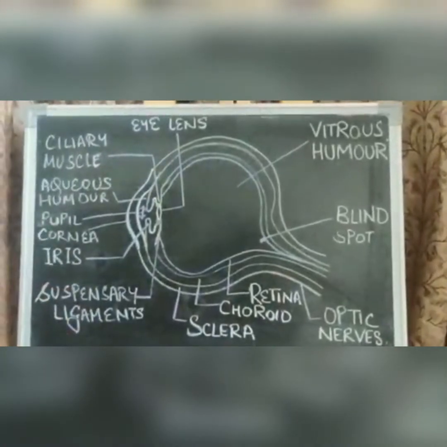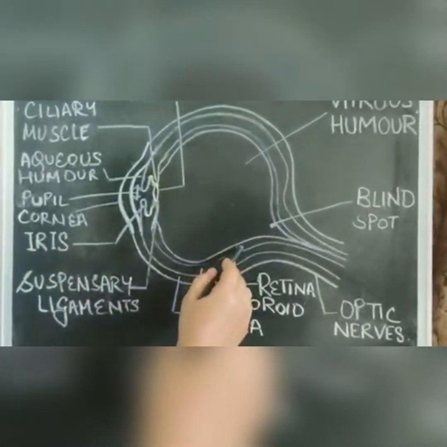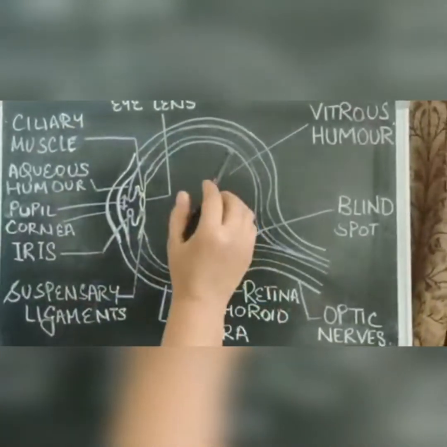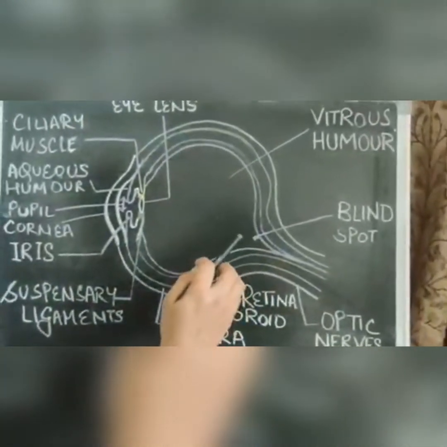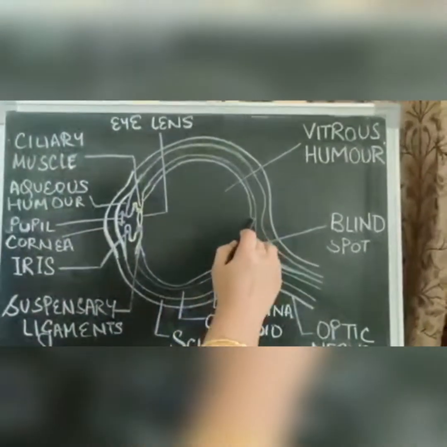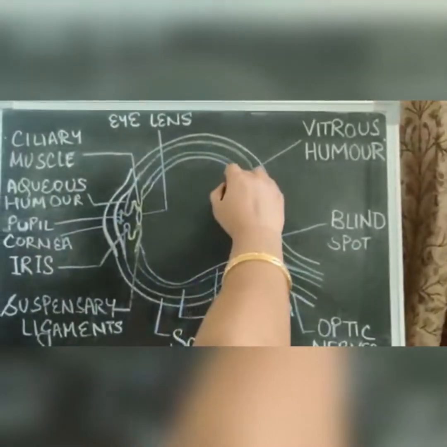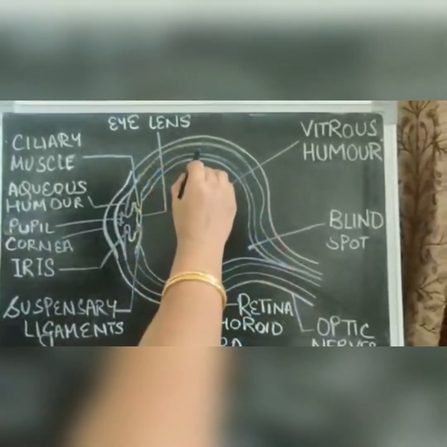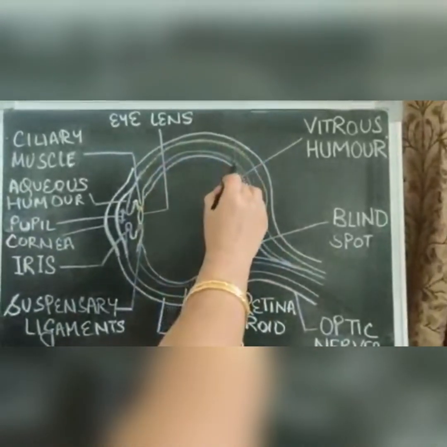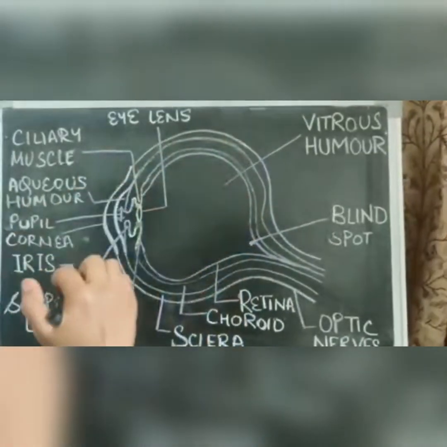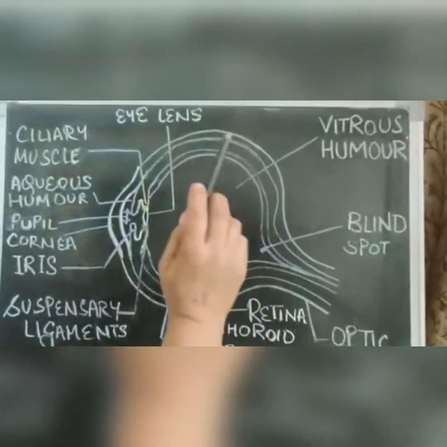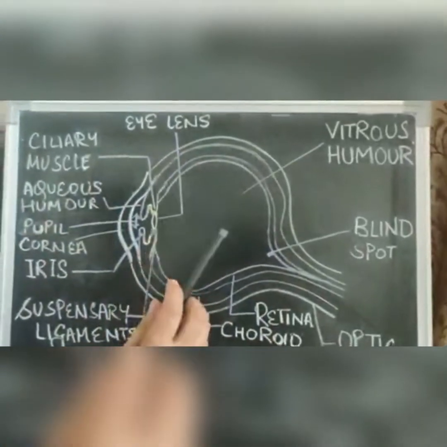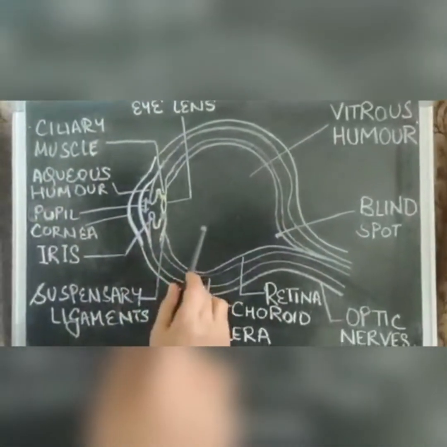The third layer is the retina. It is the innermost, very delicate membrane, and it is the layer where image formation takes place. So it provides the screen for the formation of the image, and it contains photosensitive cells. Two types of photosensitive cells: rods and cones. Rods are sensitive to the intensity of light and cones are sensitive to color.